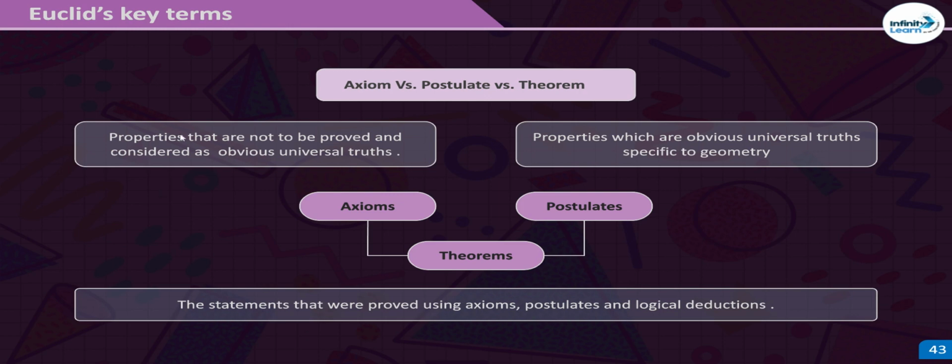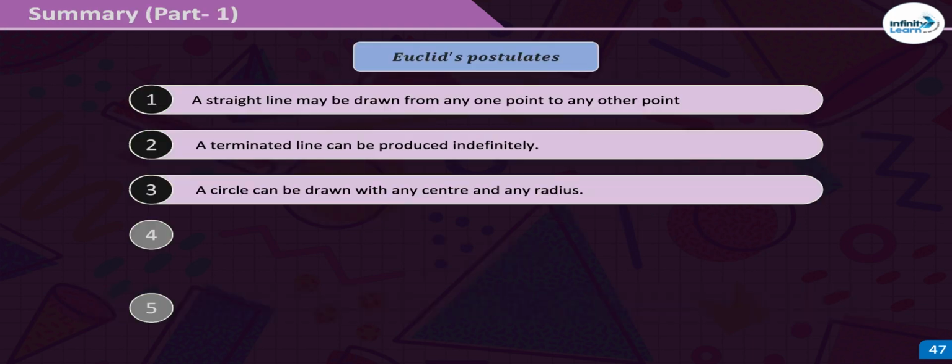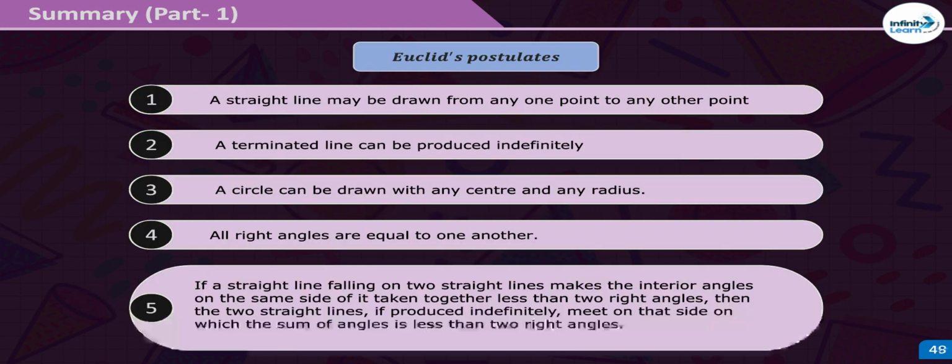So, summary: properties that do not need to be proved, that are considered universal truth, are known as axioms. The properties which are universal truth specific to geometry are known as postulates. And theorems need to be proved by using axioms and postulates, and for which a logical reason is found, that is known as theorems. Quick summary, see quickly. This is Euclid's postulate. 1 2 3 4 5.